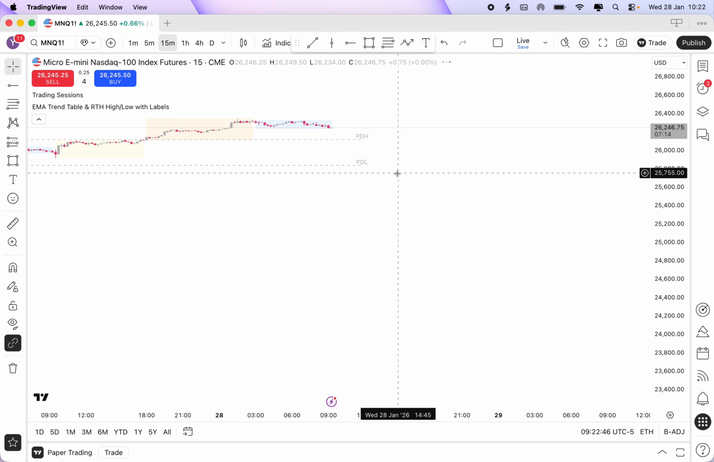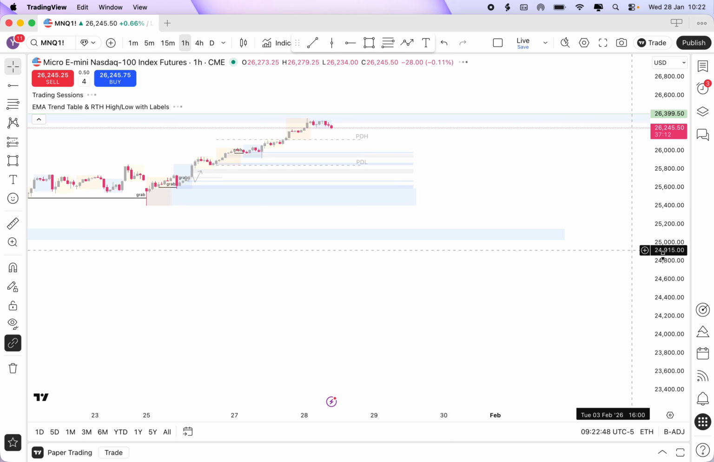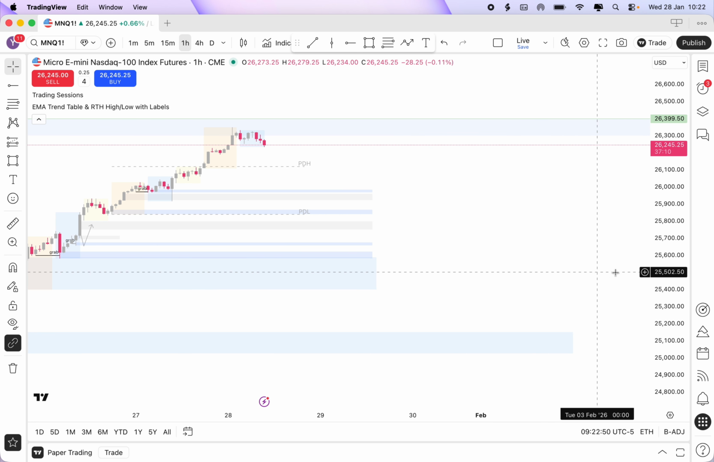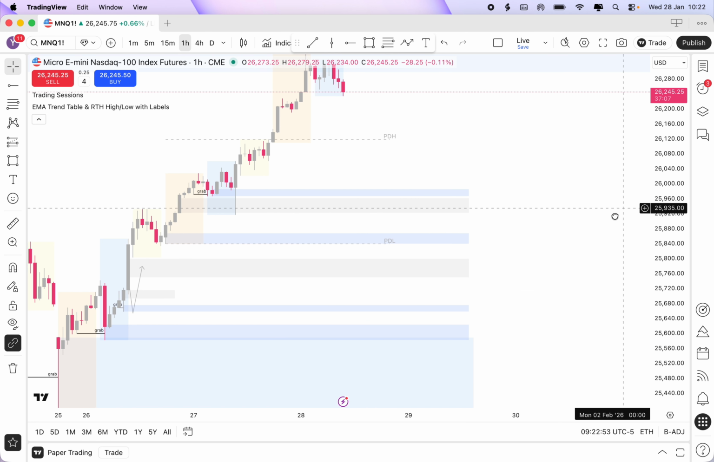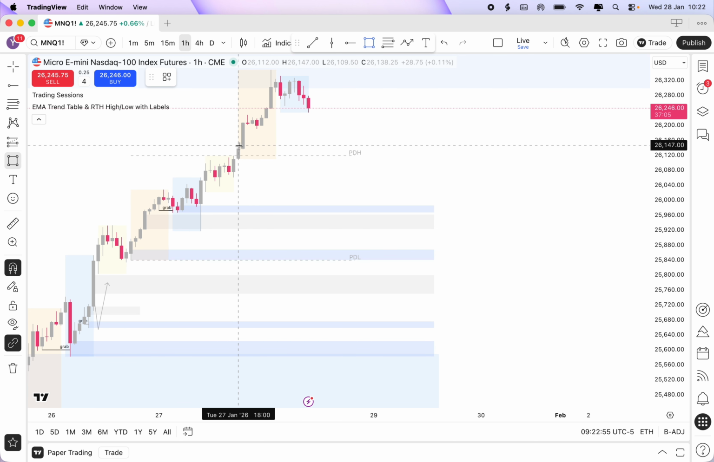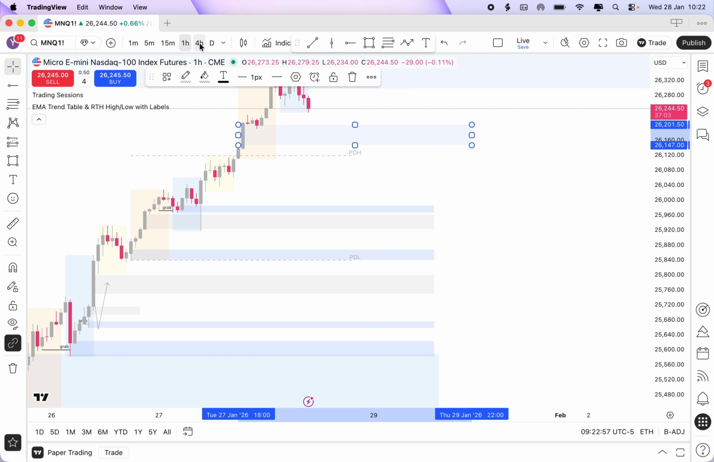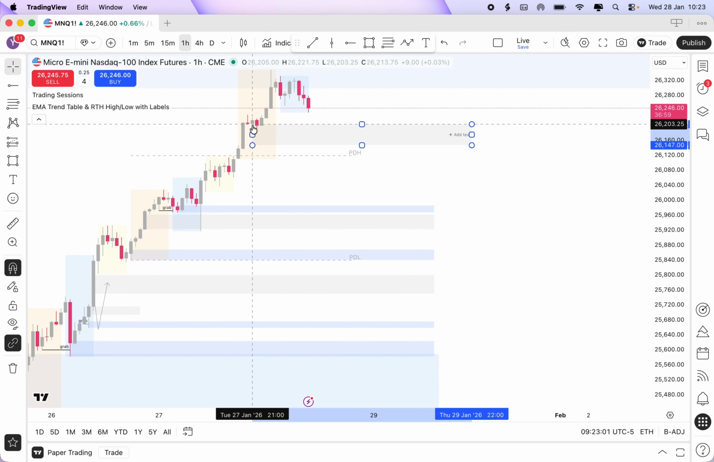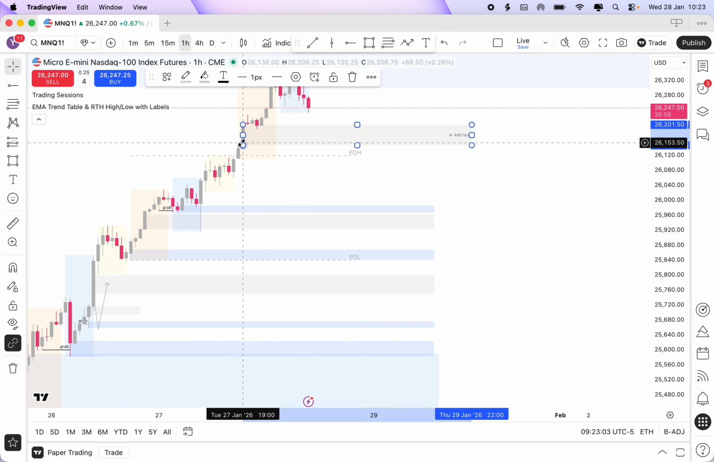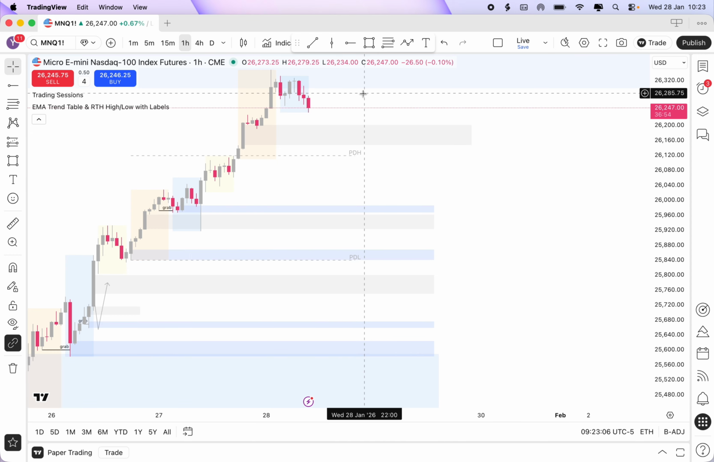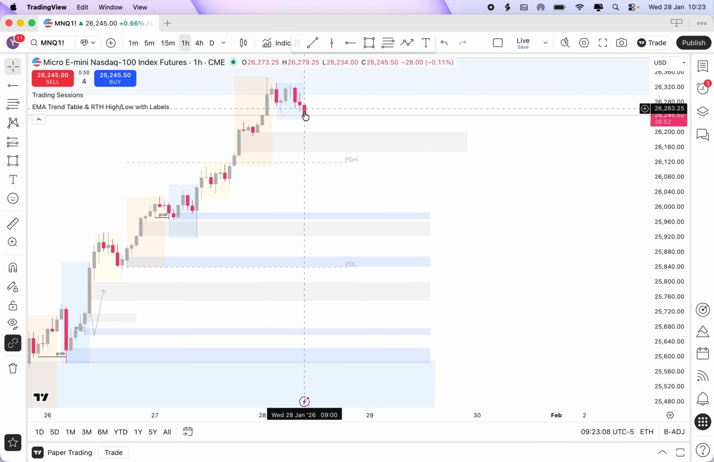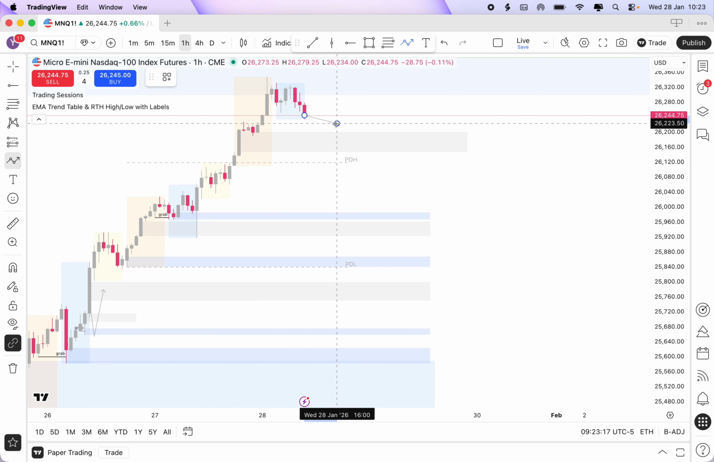Okay, so we'll just go to 1 hour again. Let's see if there's anything else I can add on here. Another FVG there. Okay, and we inverted this FVG. So some signal that we're heading back down, although we could come back down here and then head back up, so we'll keep that in mind.